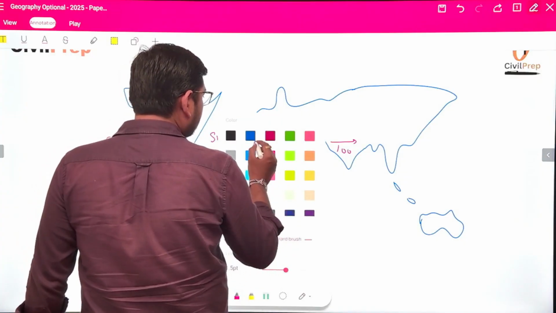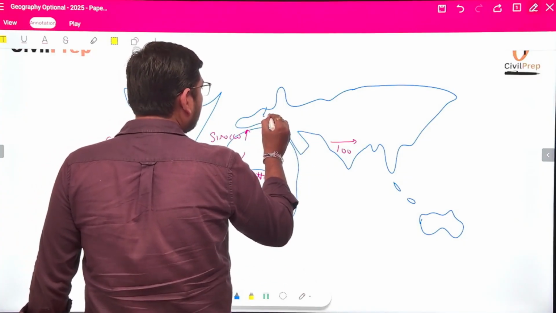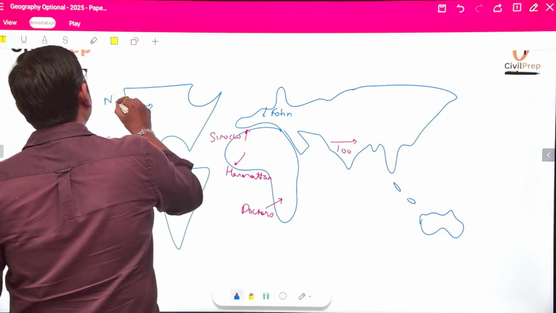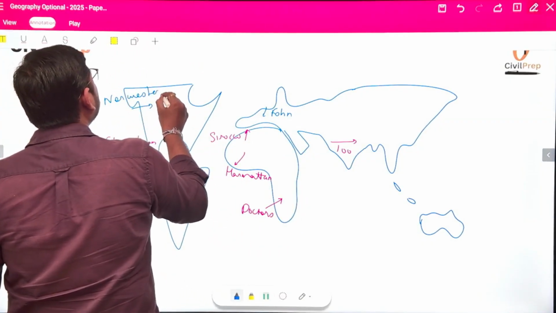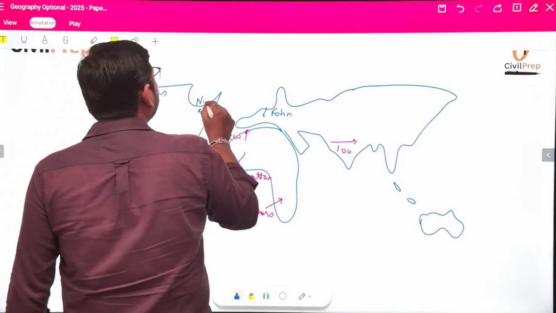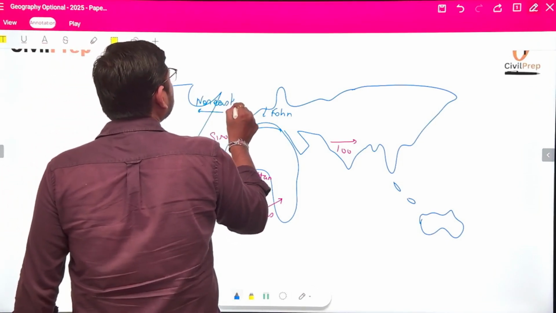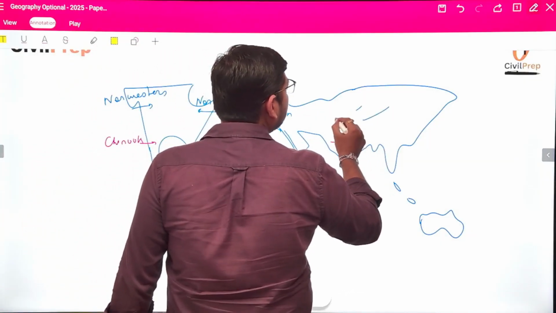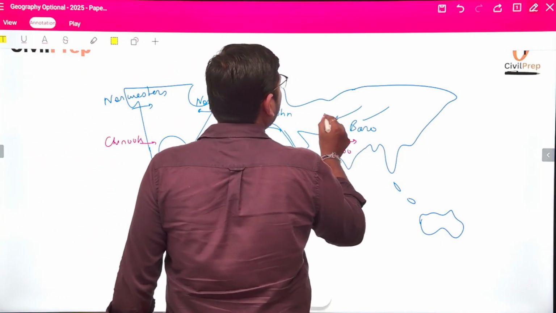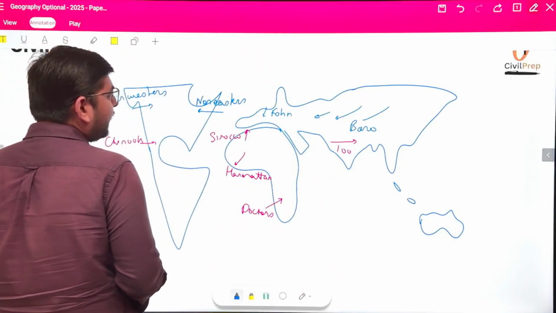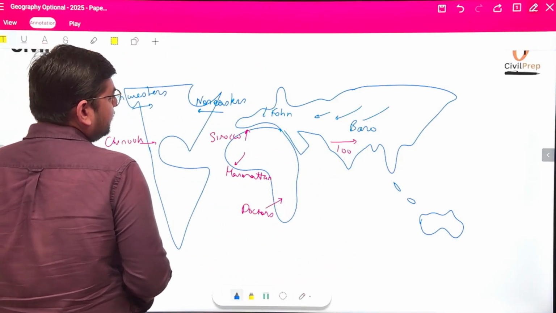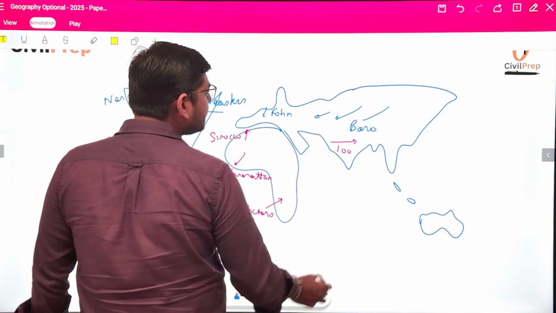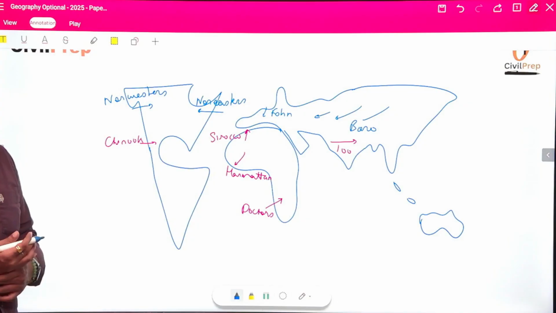If you look at the other aspect, here we have Foehn. Here we have Nor'westers. Here we have Nor'easters. Then here we have Bora. We can also look at certain other winds, but these are the major local winds which are present in the different regions of the world.